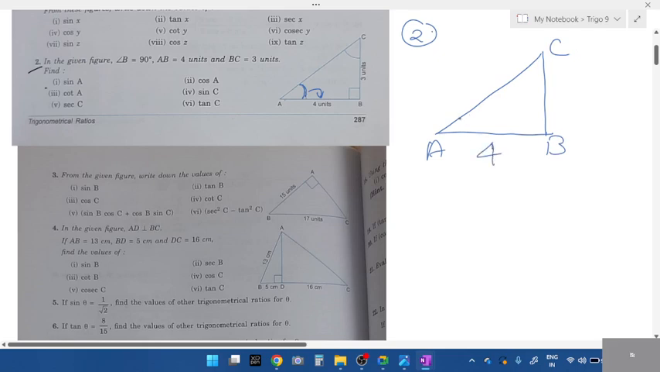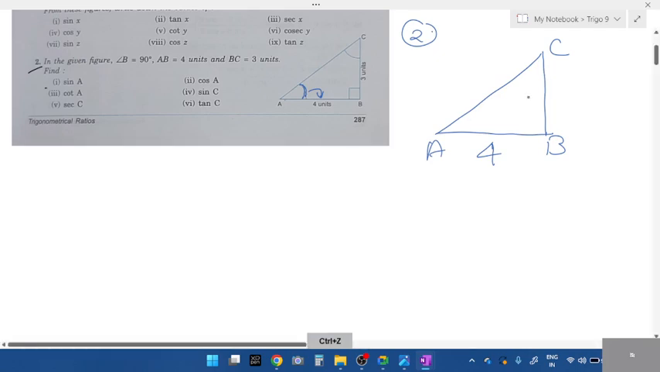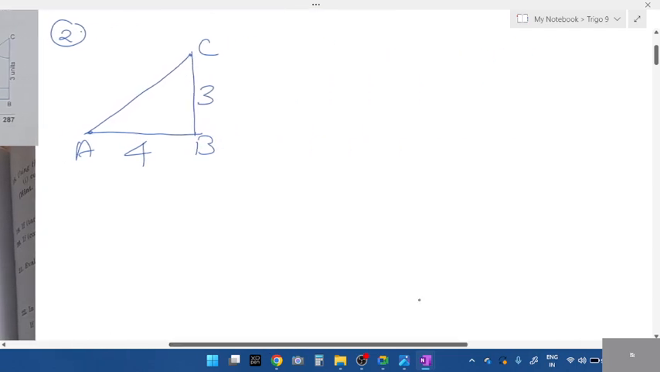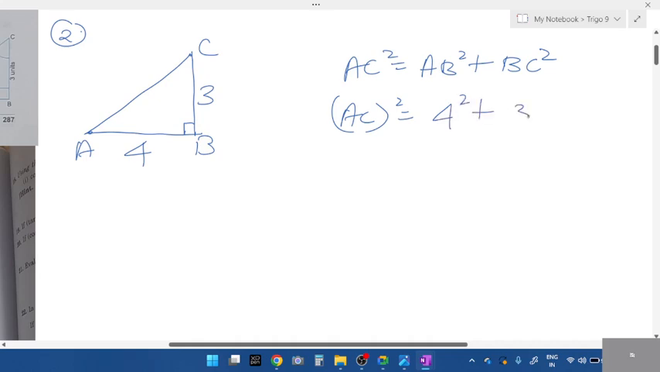We have a triangle, right? AC is missing. AB is 4 units. BC is 3. How do you find any missing side? Which concept do we use? Pythagoras theorem. If I apply Pythagoras theorem, which one is the hypotenuse, students? Opposite to 90 degrees, AC square is equal to AB square plus BC square. AC square we don't know. We need to find 4 square plus 3 square, 16 plus 9. So what is AC, students?